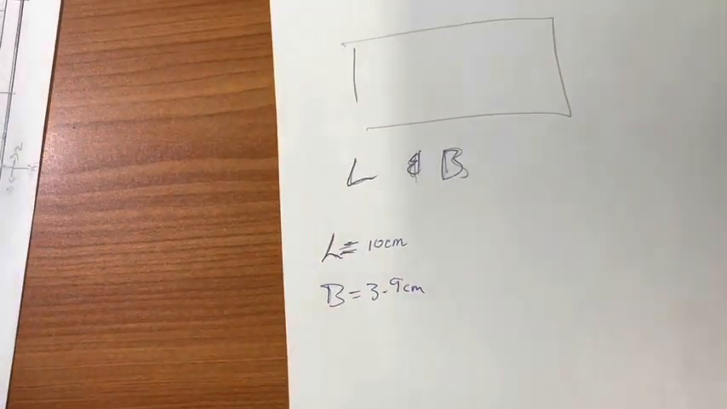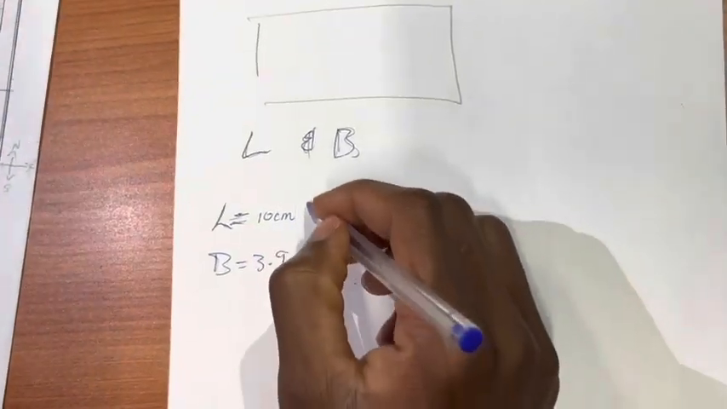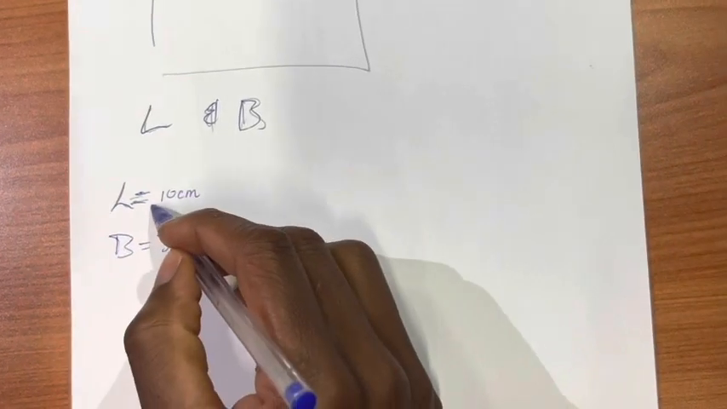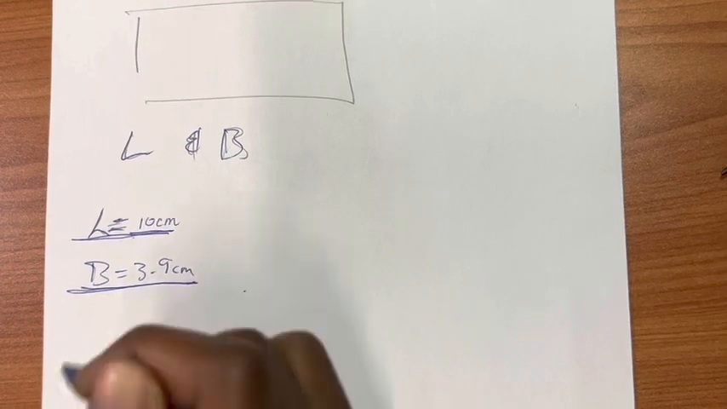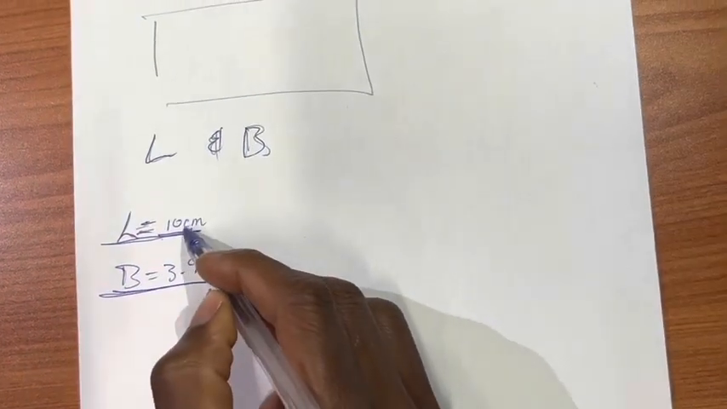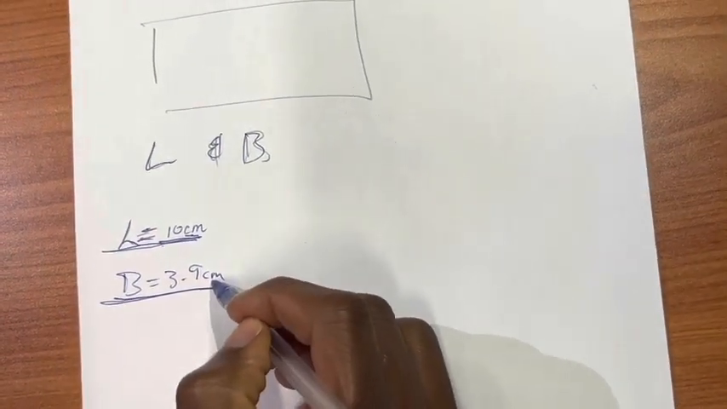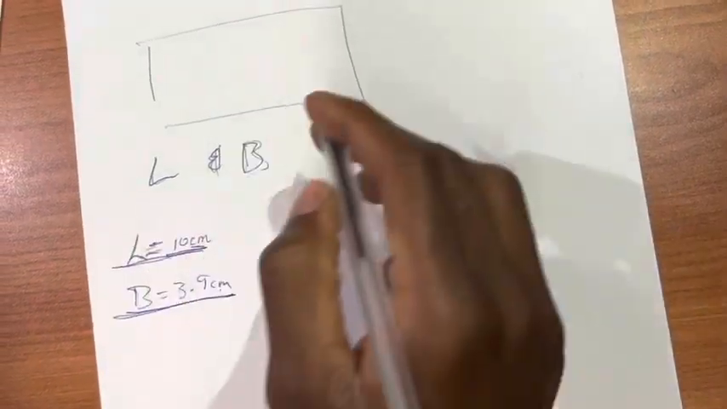Right. So now next, you need to calculate the distance here and then the distance here. You convert them into reality. Remember, these are centimeters, but we need to calculate our area in square kilometers. So that means we need to convert the centimeters into kilometers. So let's start with the length.